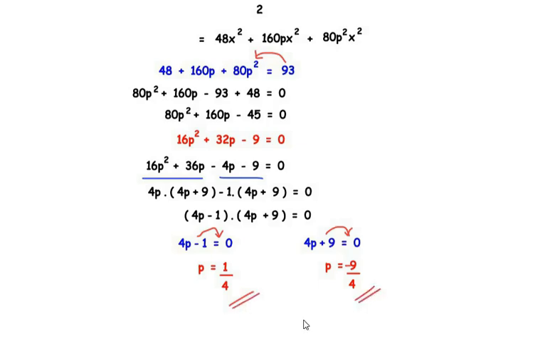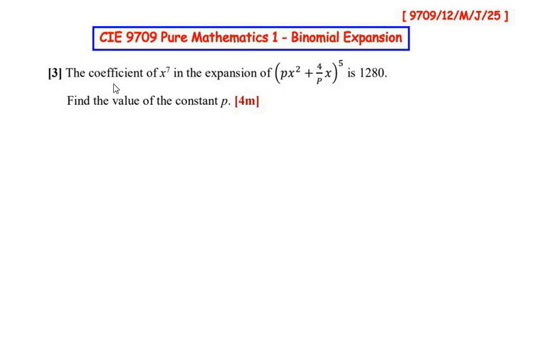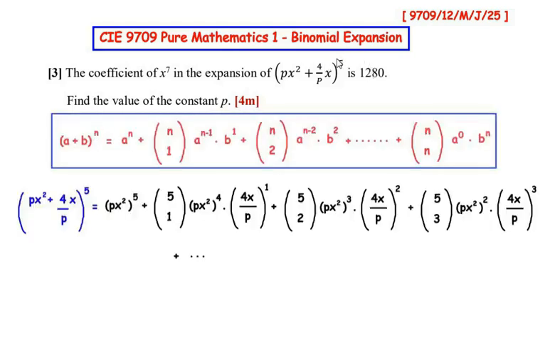Now let us move on to the third question. The coefficient of x to the power of 7 in the expansion of (px square plus 4 over p times x) raised to the power of 5 is 1280. Find the value of the constant p. So here we have to expand this given bracket till we get the x to the power of 7 term, and then we have to equate the given coefficient to the term we have got. So let us use the formula over here now. The value of n is 5, a is going to be px square, and b is going to be 4x over p.